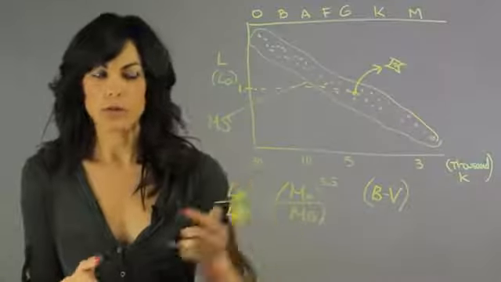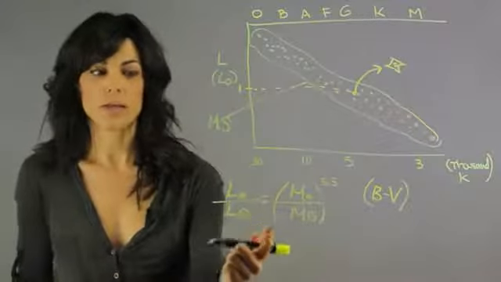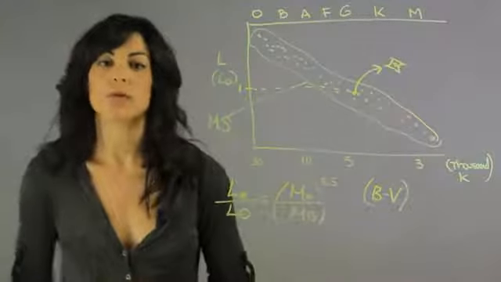And plugging it into this equation, it will give you the actual mass of the star, since we already know the luminosity of the sun and the mass of the sun. And this is how we determine the mass of stars.